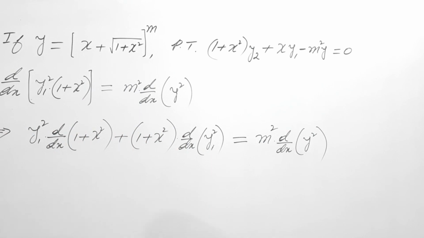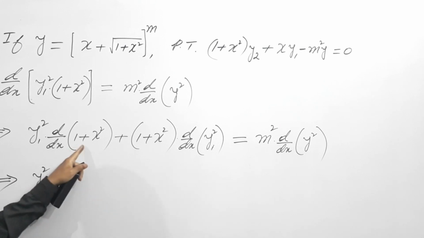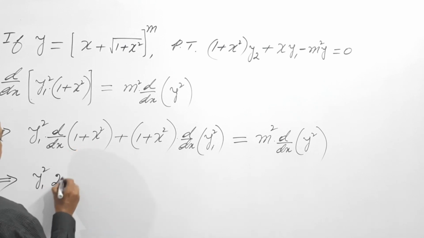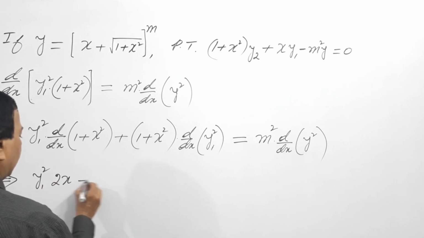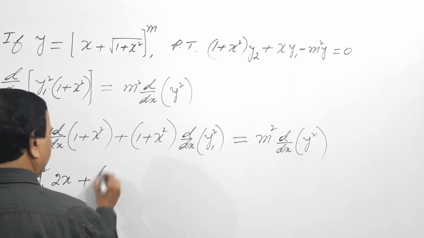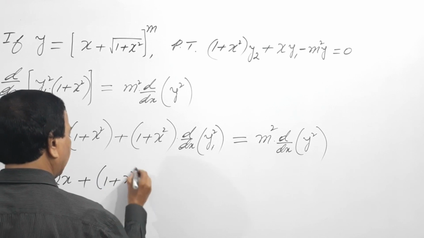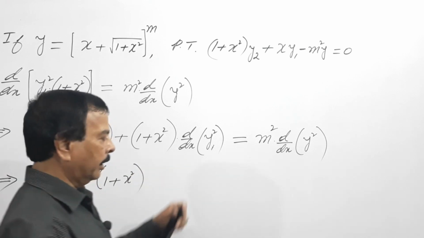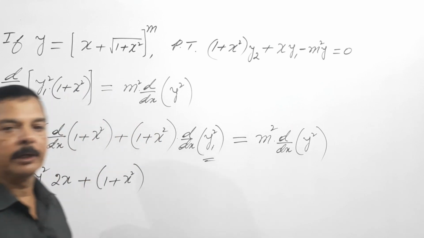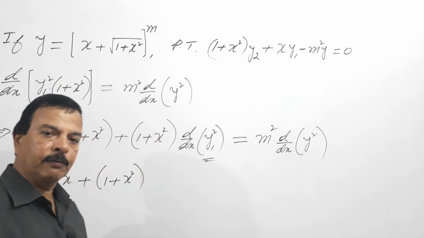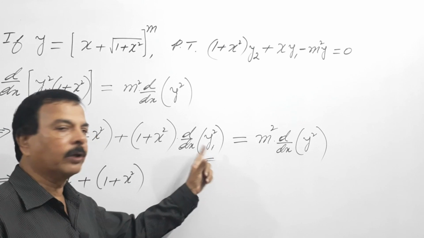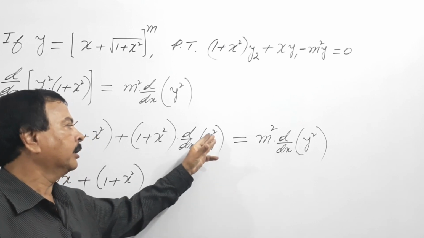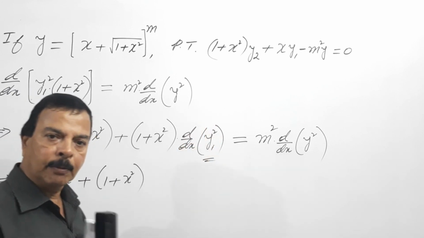So let's differentiate this. This is y1 square, d by dx of 1 is 0 plus d by dx of x square is 2x, plus 1 plus x square as it is. Here is an important aspect: some students go wrong here. What they do is they say 2y1 and leave it off.